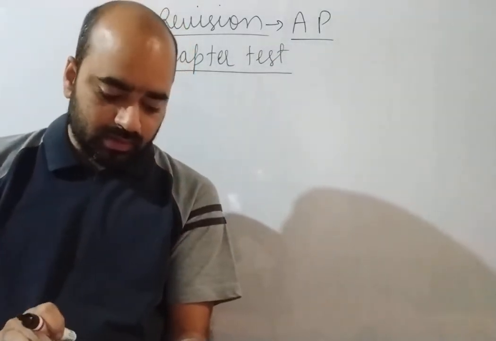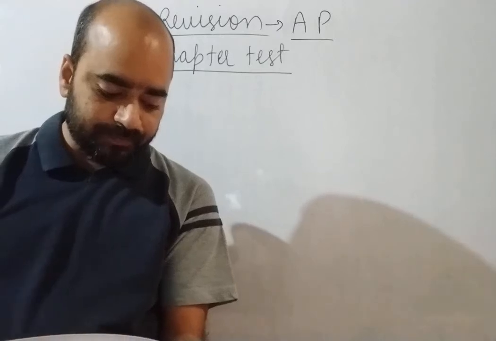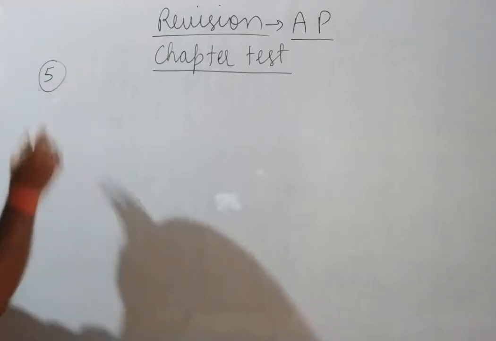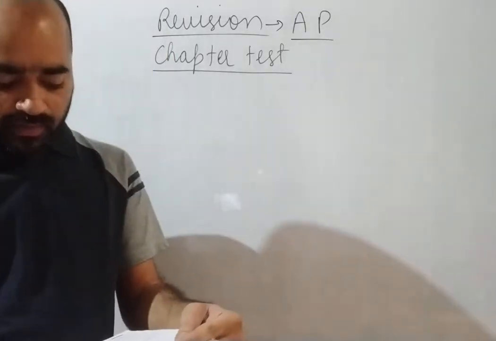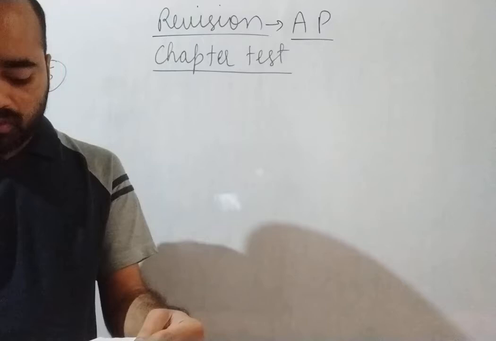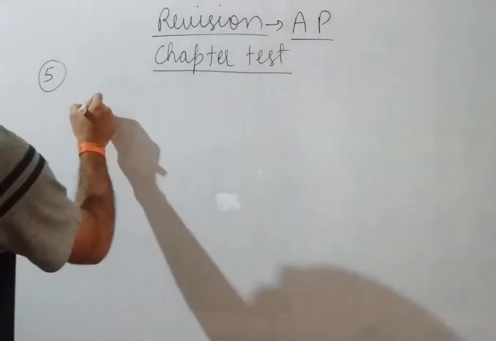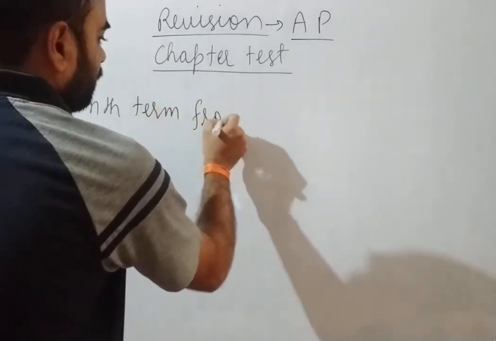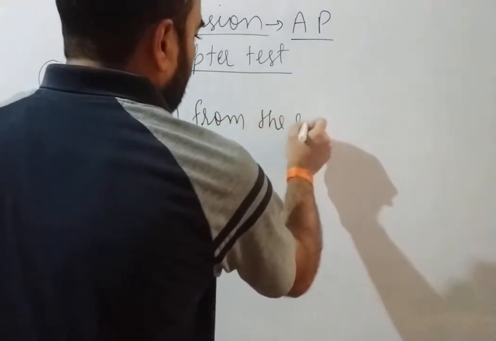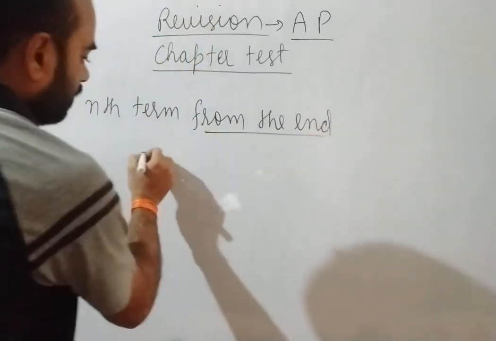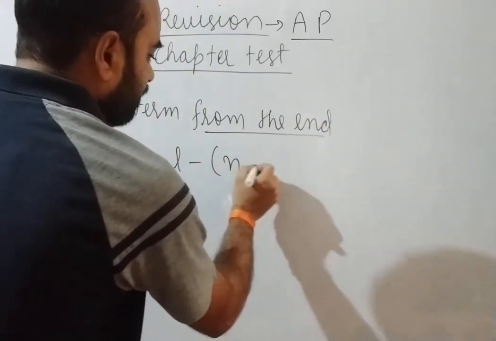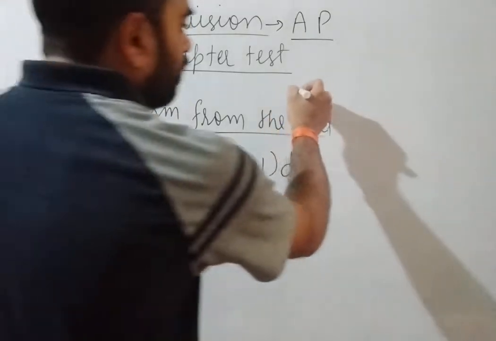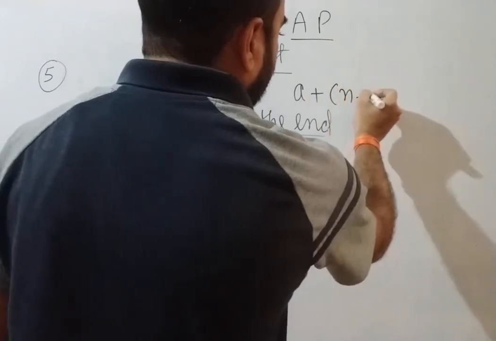The question is question number 7 or question number 5 first. So question number 5, what is the question? Find the sixth term from the end of the AP. So what is the nth term from the end? This is the formula: L minus (n minus 1) into D. Correct? And generally what is the nth term? We know it is A plus (n minus 1) into D.